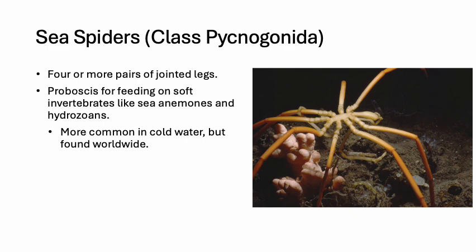Sea spiders, or pycnogonids, look spindly and alien, with long jointed legs and a small thin body. They use their proboscis to suck out juices from soft-bodied animals like anemones or hydrozoans. Most are tiny, but some deep sea species can reach impressive sizes. They're most common in cold water, but are found worldwide. Even though they don't look like typical arthropods, they remind us of just how much variety exists within this successful phylum.